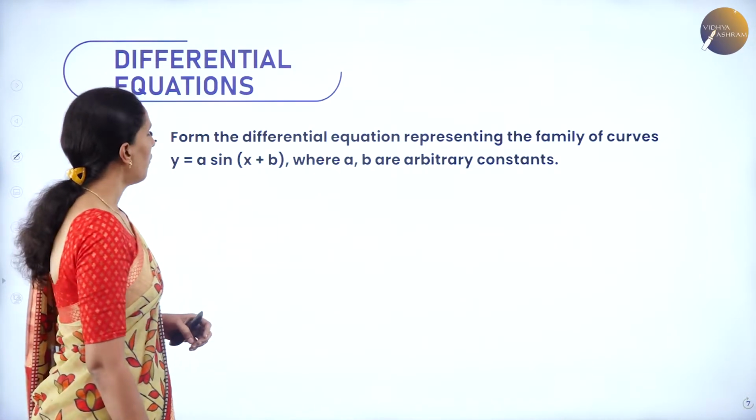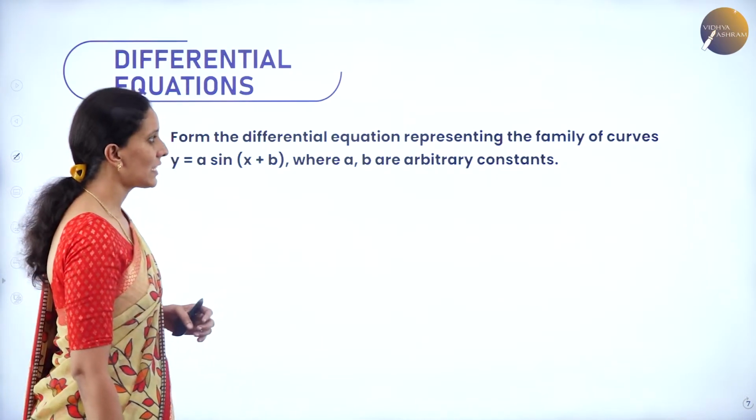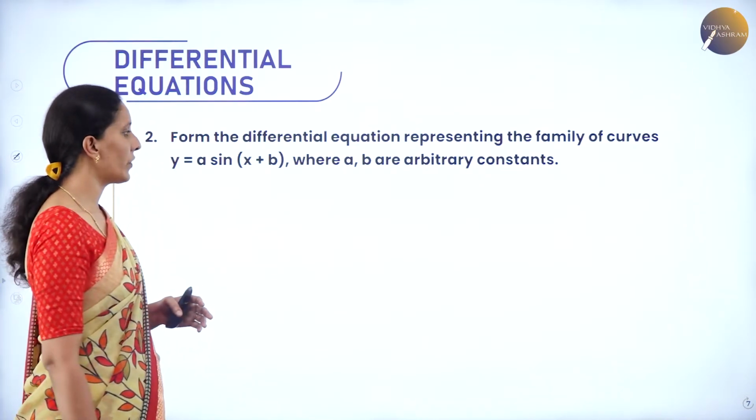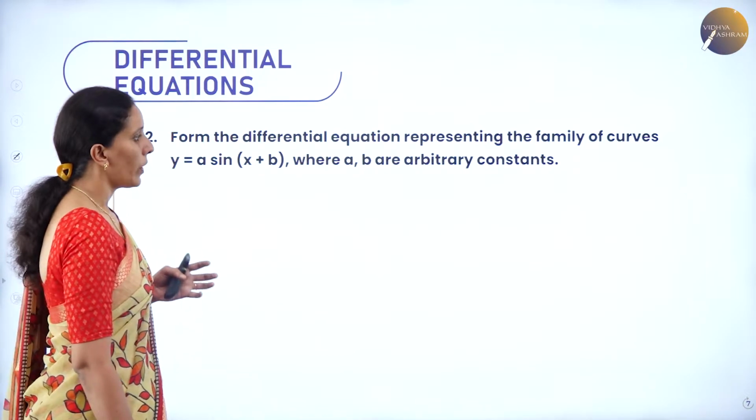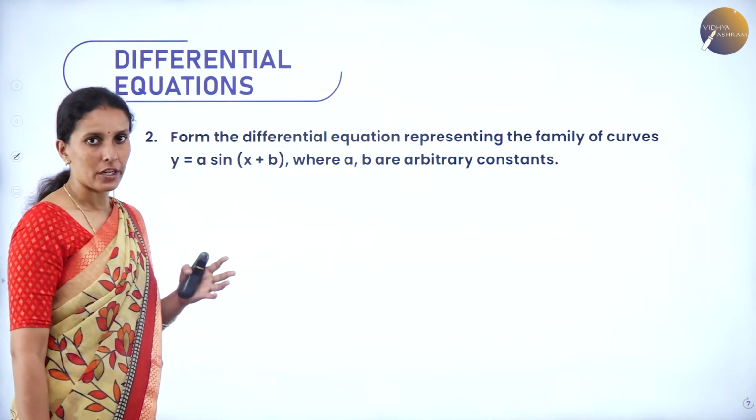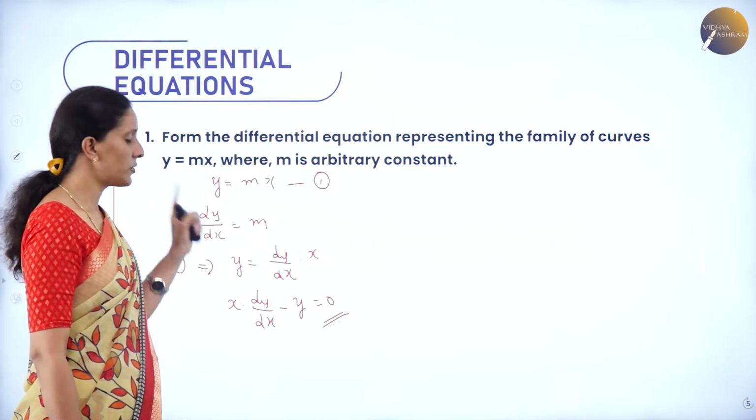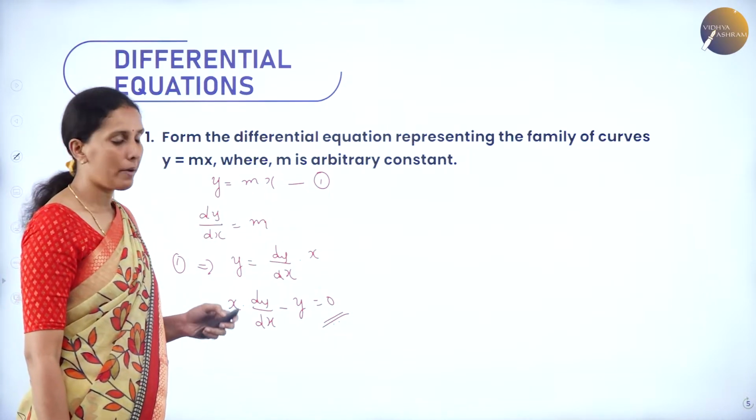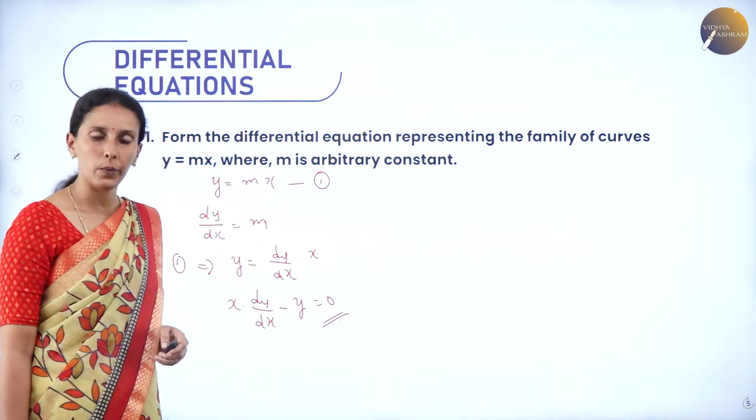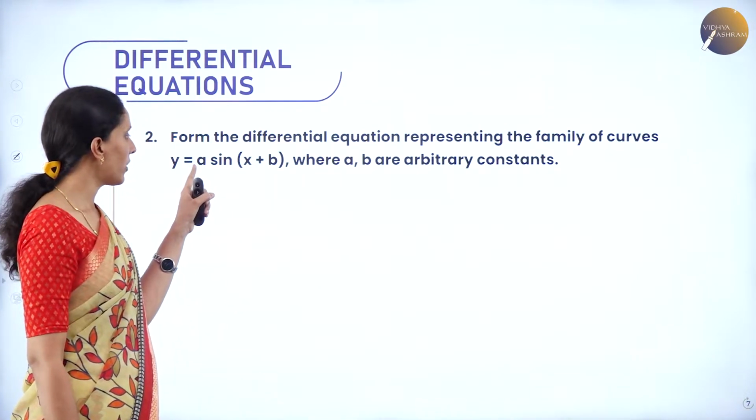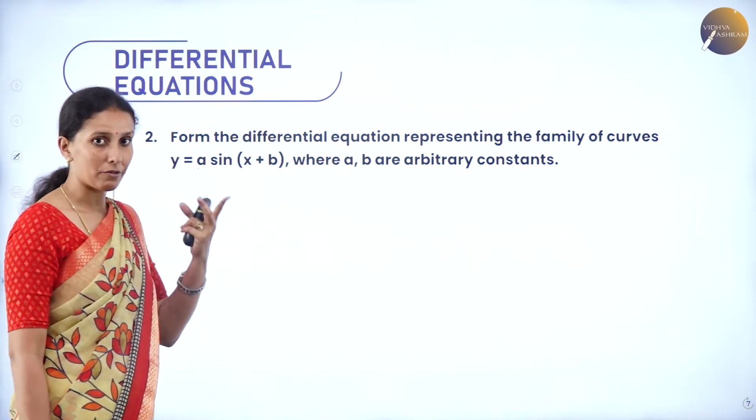So this is the differential equation of the solution y is equal to mx. Next question, form the differential equation representing the family of curves y is equal to a sine of x plus b, where a, b are arbitrary constant. So previous problem, we have one arbitrary constant, we have substituted it as m is equal to dy by dx, and hence we got the differential equation. And here we have two arbitrary constants, one is a, another one is b, we have to eliminate it.